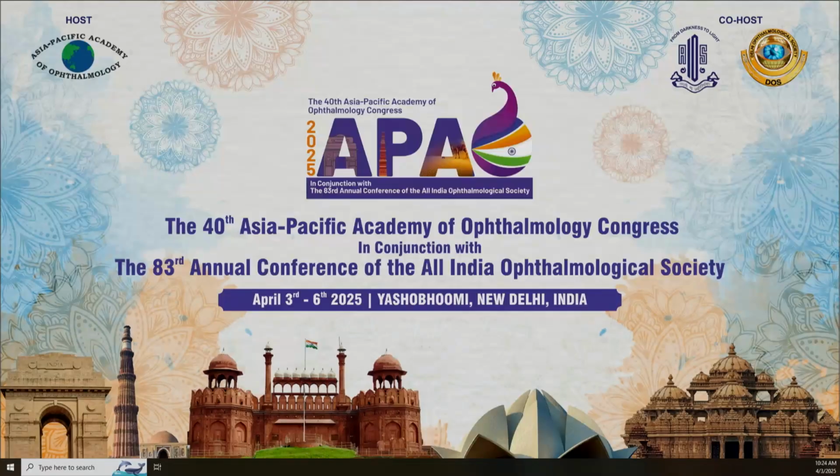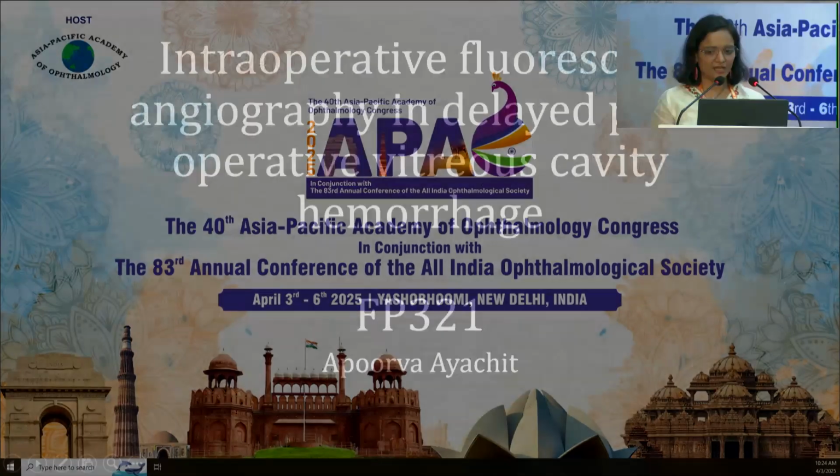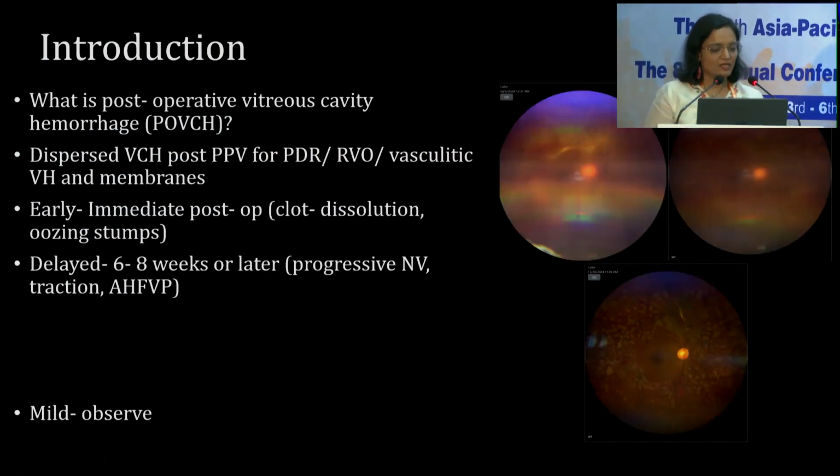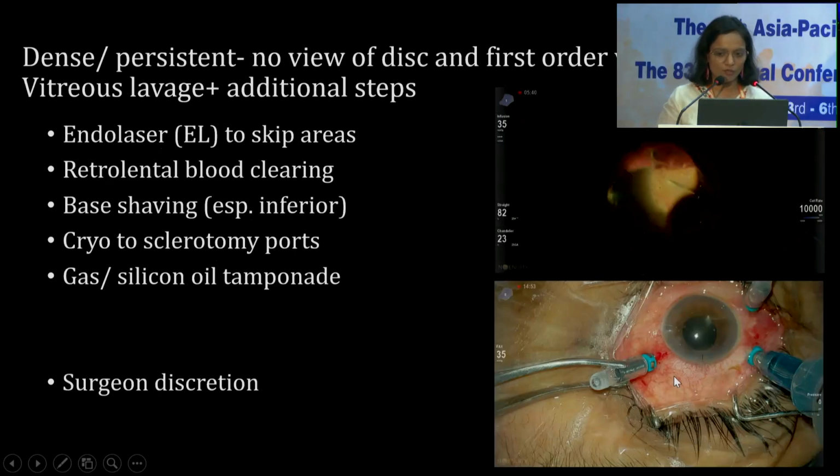Yes. So, intraoperative fluorescein angiography in delayed postoperative vitreous cavity hemorrhage, POVCH. It is dispersed VCH post-vitrectomy for diabetic retinopathy, vein occlusions, or vasculitic vitreous hemorrhage. In the early immediate post-op, like in this case, it could be due to post-op clot dissolution or oozing stumps. But when it presents later, 6 to 8 weeks post-op, then it could be because of progressive neovascularization, traction, or anterior hyaloidal proliferation. In this case, it was mild, so it could be observed.